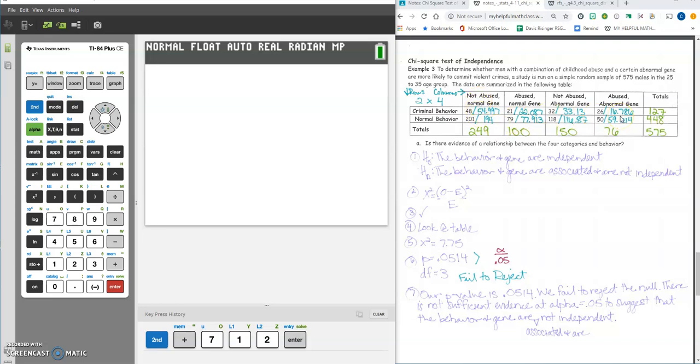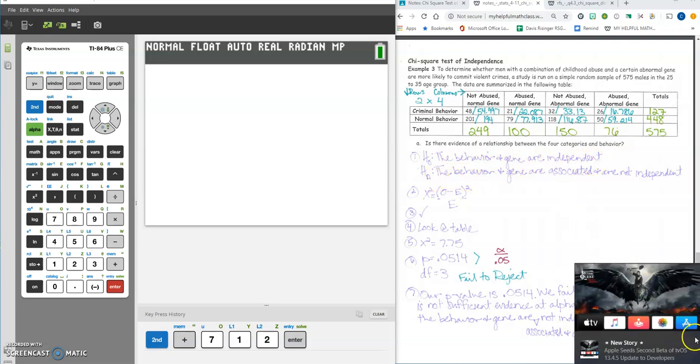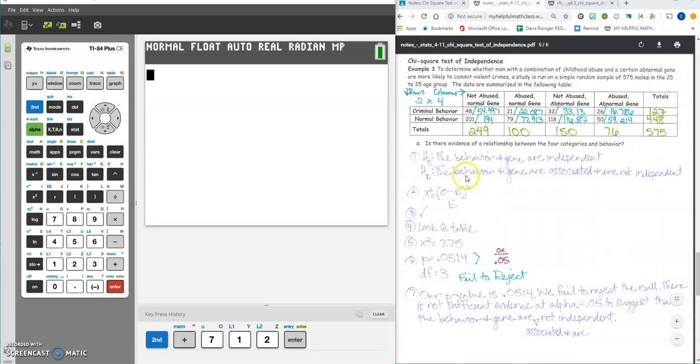So we know null hypothesis. Remember, we need to talk about what variables are being compared in this situation. Since we're talking about 2 different variables, we're comparing somebody's behavior, and if they have the gene, those are going to be our 2 variables. So we're going to write our null hypothesis: the behavior and gene are independent. And then your alternative is taking the same exact variables, and now inserting the words are associated and are not independent.